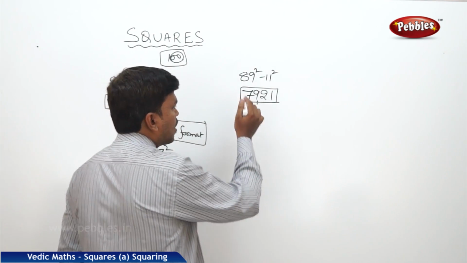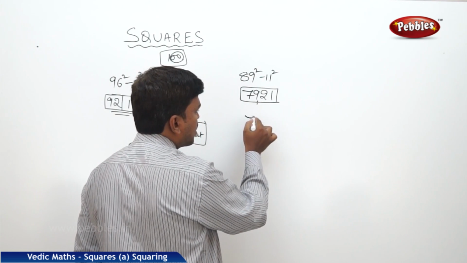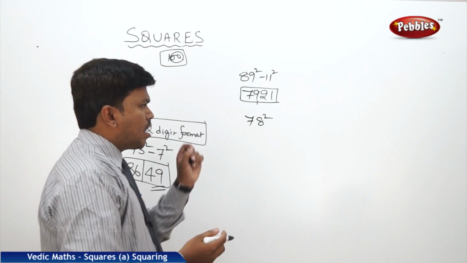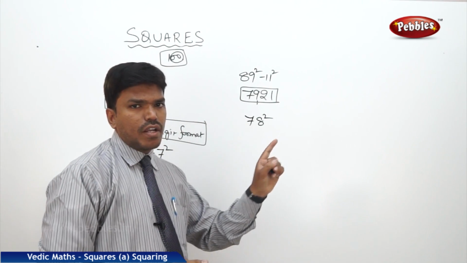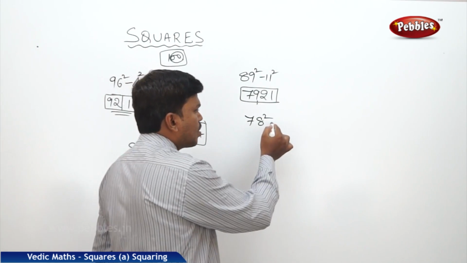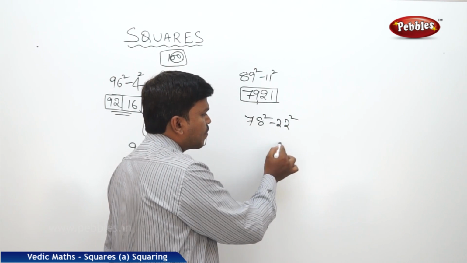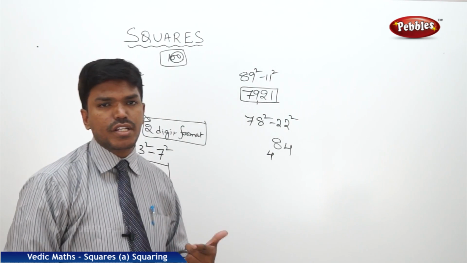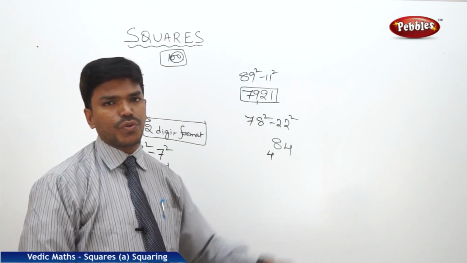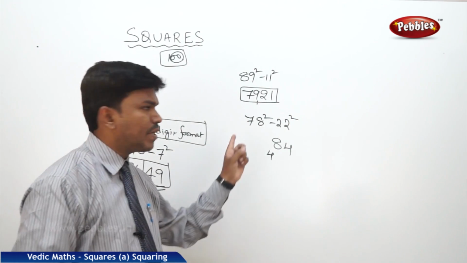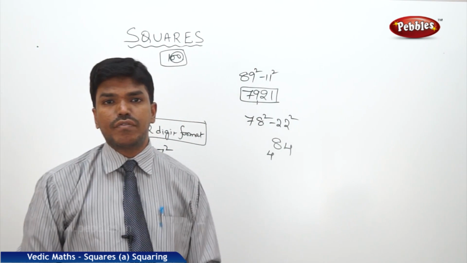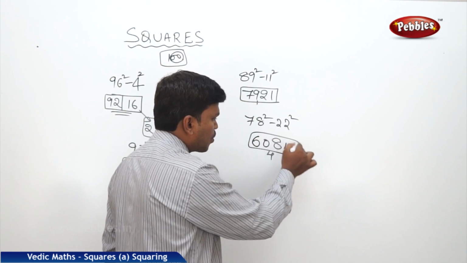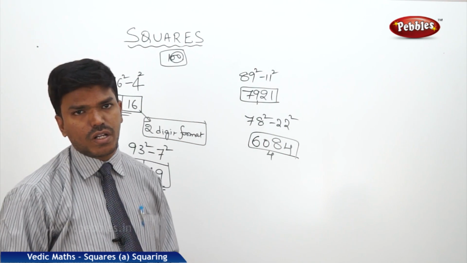Okay. Now let us take 78 square. I need 78 square. Now 78, if you compare with 100, is 22 less. What is 22 square? 484. That is, dropping 84 and carrying 4 to the next number. 78 minus 22, to get the left side part. How much? 56. 56 plus 4? 60. Don't forget the carry. So your answer is 6084.